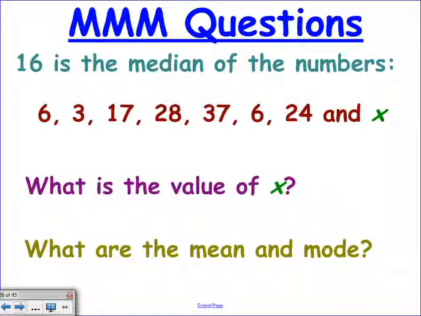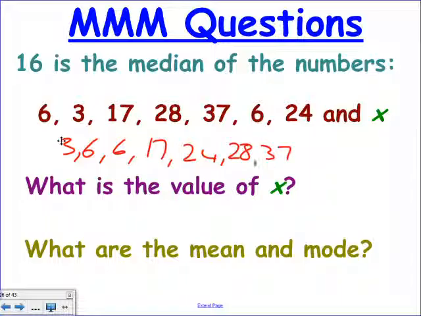Right, let's do this then. What's the first thing I need to do? Sort it. 3, 6, 6, 17, 24, 20, ooh, that was meant to be a comma, 28 and 37.